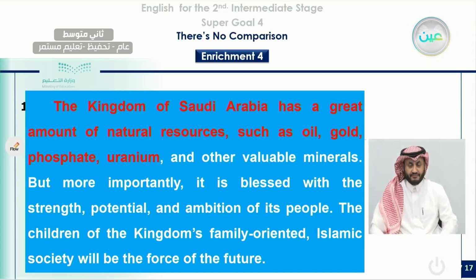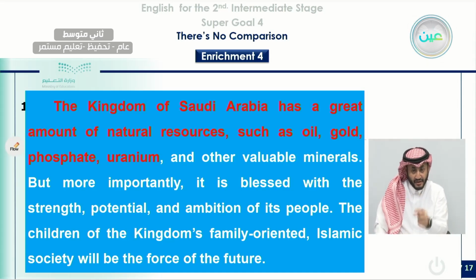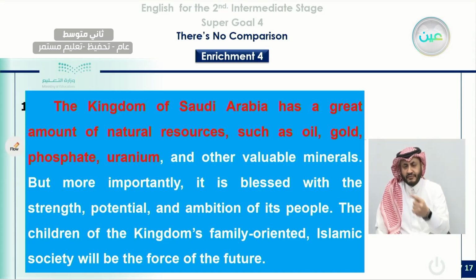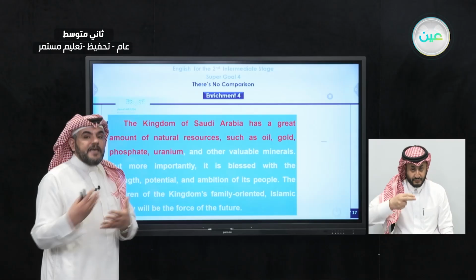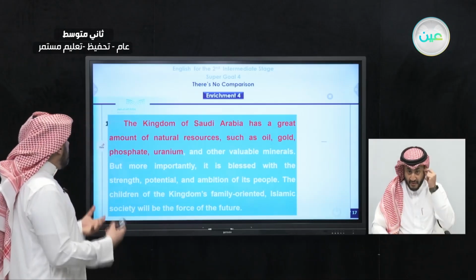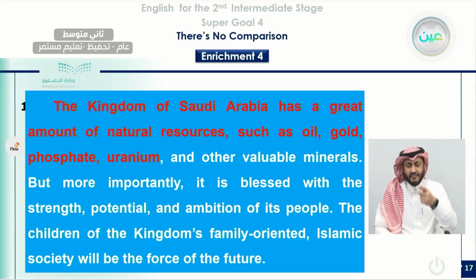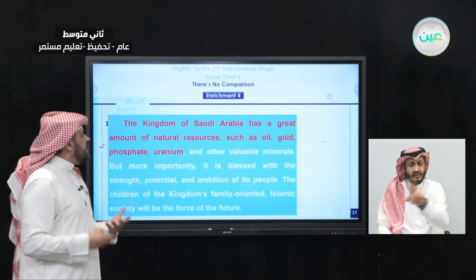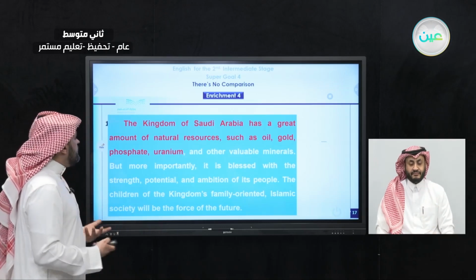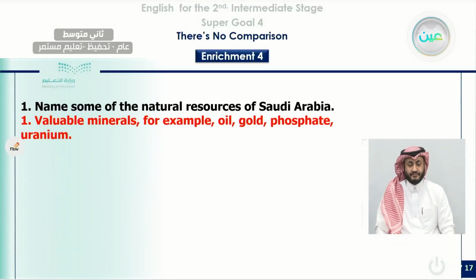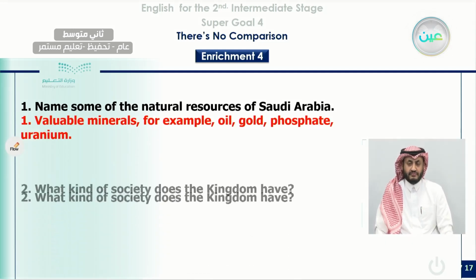The Kingdom of Saudi Arabia has a great amount of natural resources. So here, natural resources are something. Okay, so here, such as, you know the word such as, similar to, the same. Okay, so here, oil, gold, phosphate, uranium. So you can answer this question even if you don't know what the meaning of natural resources is. Okay, so here the answer is oil, gold, phosphate, and uranium. So this is the model answer, or the right answer: oil, gold, phosphate, and uranium.